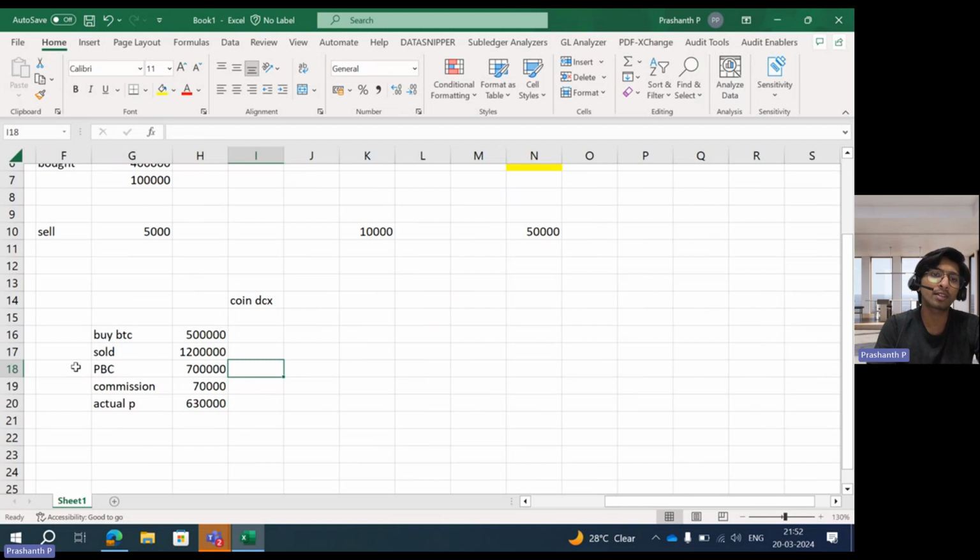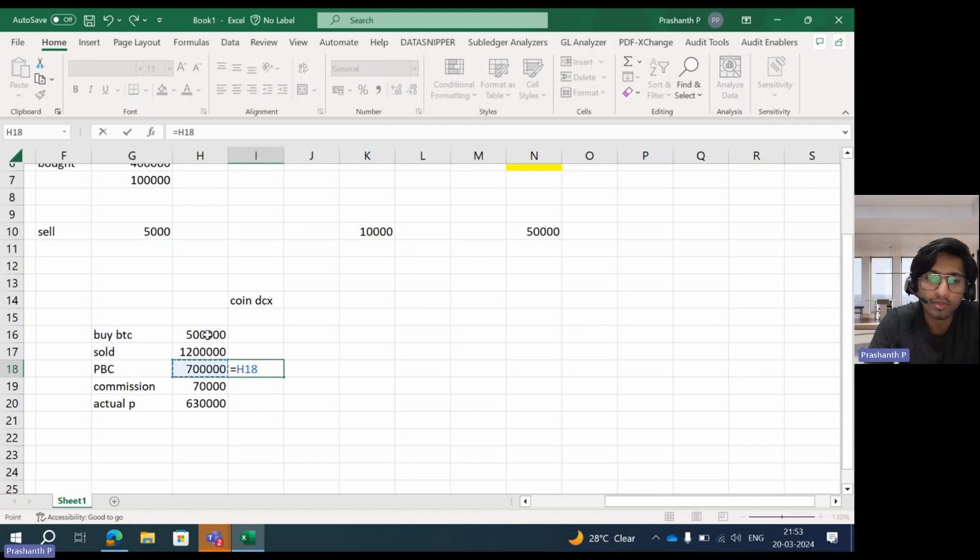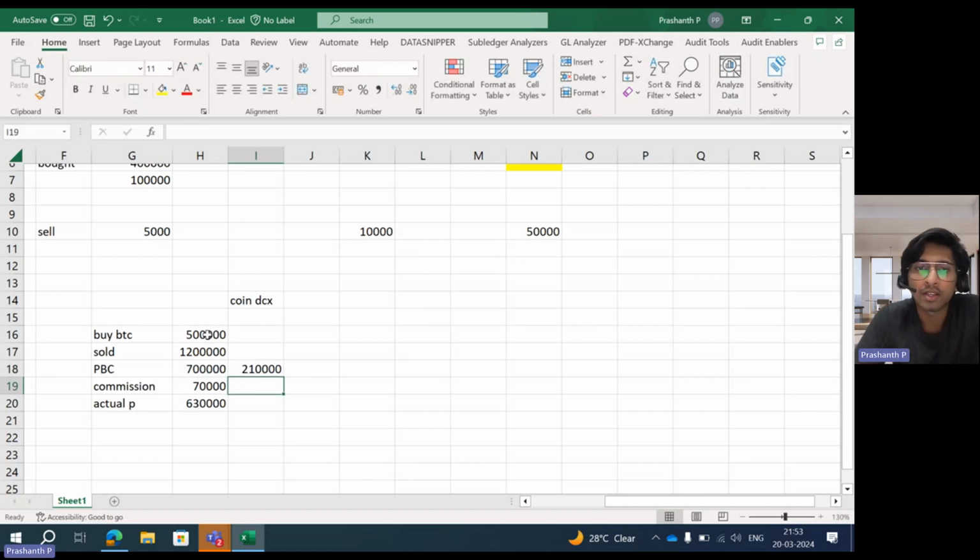You can only deduct expenses like acquisition cost. That is, only the buying price can be reduced from the selling price. No other charges can be reduced. So the tax will be on 7 lakh rupees into 0.3. 2 lakh 10,000 rupees is the total tax I have to pay to the government. So tax is computed on 7 lakh rupees, not on 6 lakh 30,000. That is one clarification.